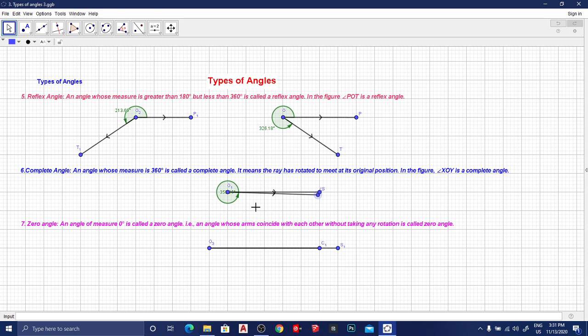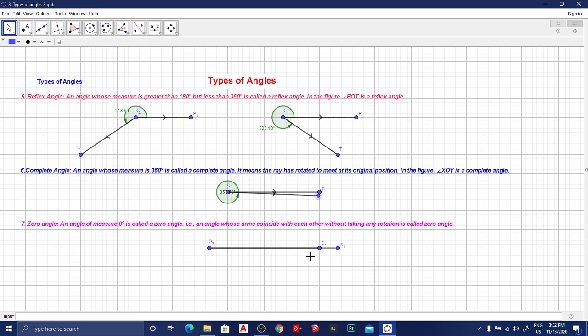Indication with the geometrical figure: geometrically, both look like this only. But if you want to indicate the complete angle, you have to show this rotation arrow. For zero angle, you should not show any arrow, just coincide these two lines like this. That itself indicates the zero angle.